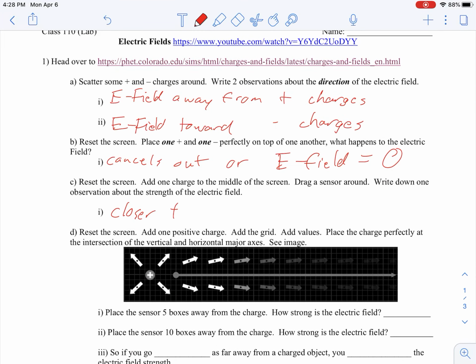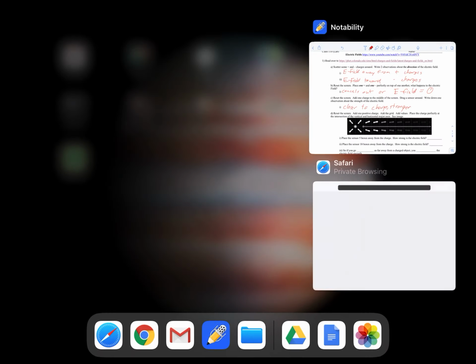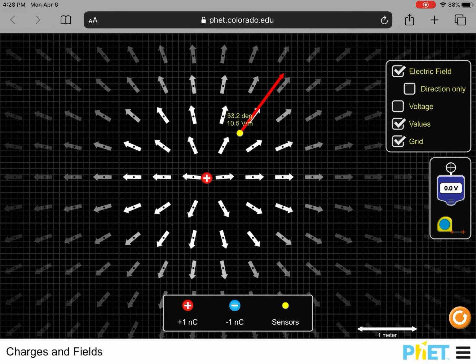So closer to charge, stronger. And maybe you also want to write farther from charge, weaker. Means the same thing, right? Just want to point something out.